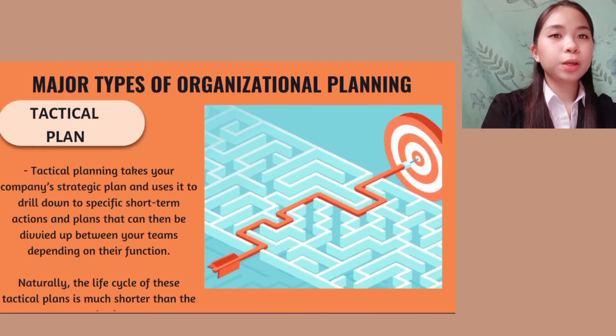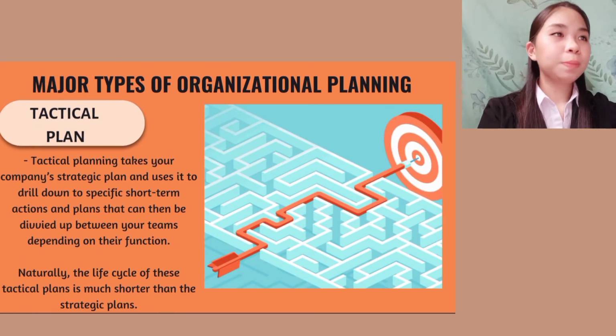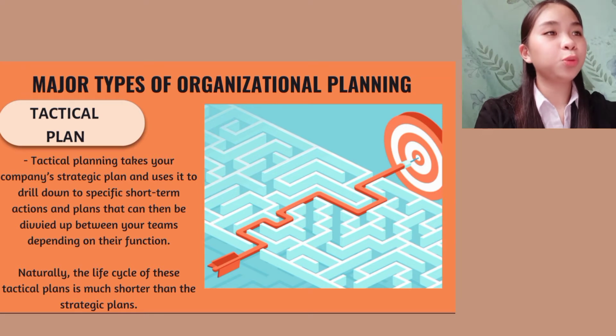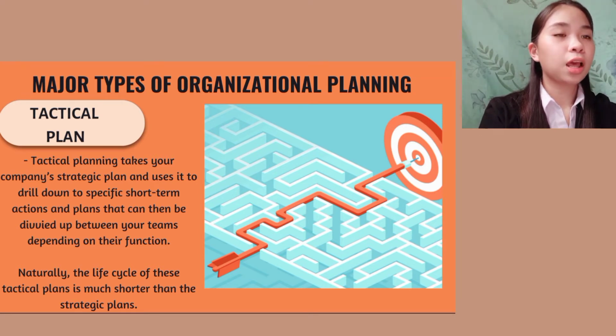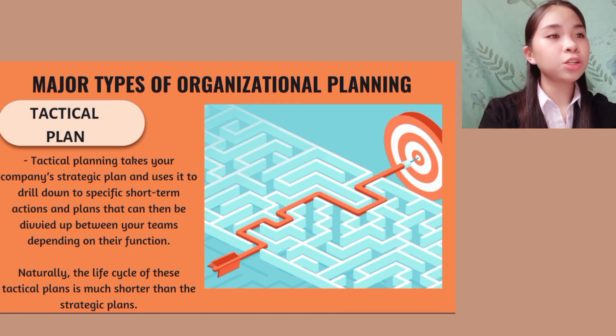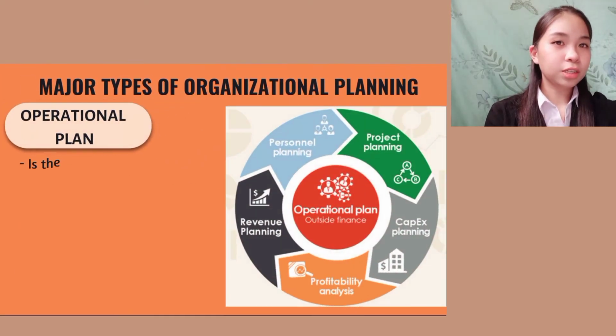So number 2 naman is the tactical plan. It is planning that takes your company's strategic plan and uses it to drill down to specific short-term actions and plans that can be divided up between your teams depending on their function. Naturally, the life cycle of these tactical plans is much shorter than the strategic plans. So, companies and teams frequently use this type of plan when they have long-term goals that extend further than 2 or 3 years.